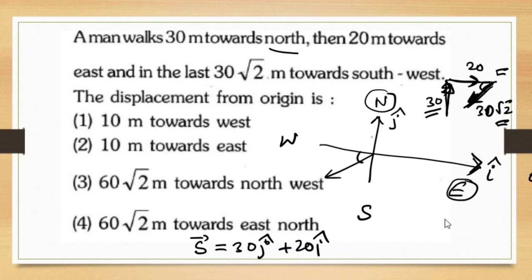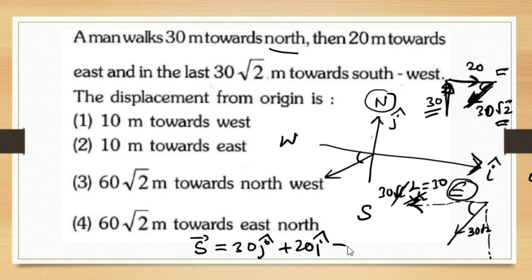So for that what we do, as it is 30 root 2, it will have two components, one along this and another component along this, okay. So it is 45 degree, so it means this component is 30 root 2 cos 45. Cos 45 is 1 by root 2 only, root 2 got cancelled, so it is nothing but 30, and as it is towards west, we can directly write minus 30 i cap.